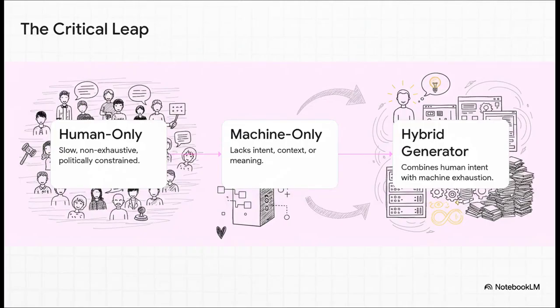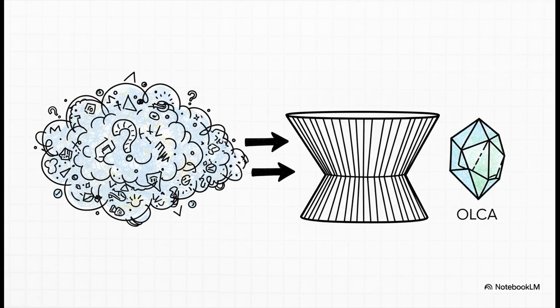And getting here was a huge leap. You can see the evolution. First, we tried doing this with just humans. Think about committees. They're slow, they're biased, they're political. Not great. Then we swung the other way and tried machine-only systems. But they had no context, no understanding of what we were actually trying to do. The real breakthrough, the game changer, is the hybrid model. You combine human intent and goals, but the raw, exhaustive, logical power of a machine. That's the sweet spot.